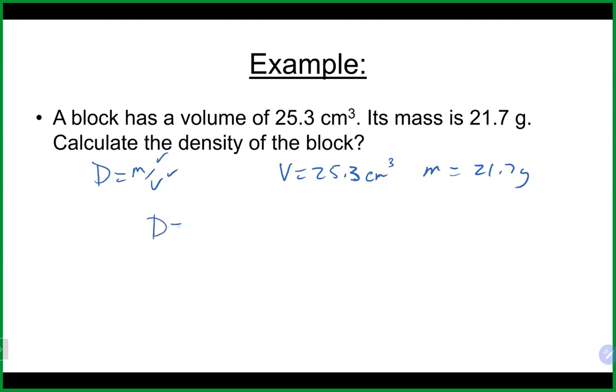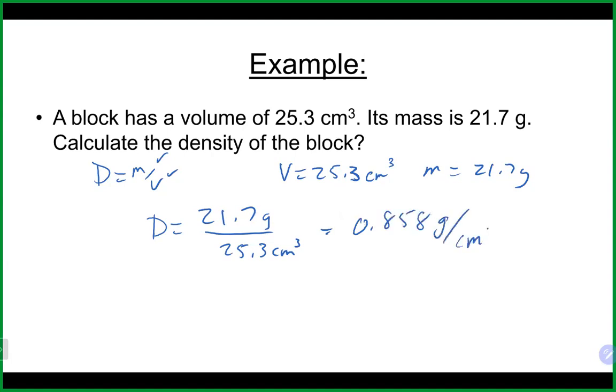So the density here would be our 21.7 grams divided by 25.3 cubic centimeters. And that's going to give us 0.858 grams per cubic centimeter here.